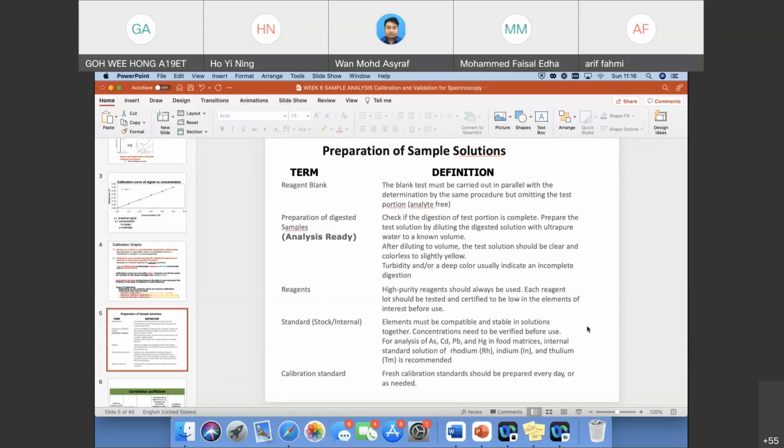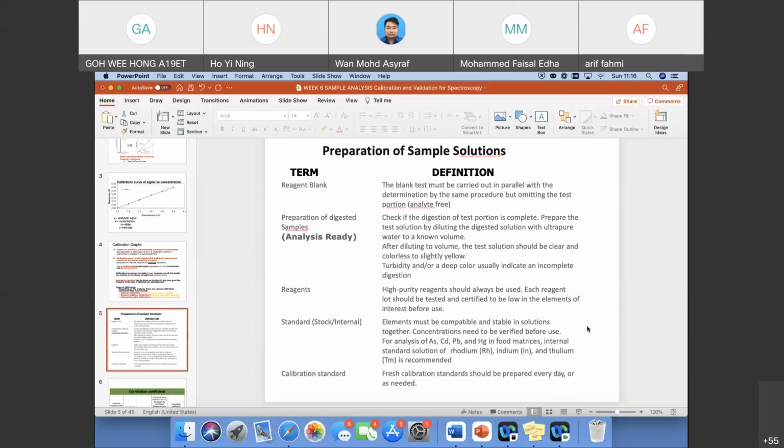Is it a sample of the sample just to test it? Sorry, Faisal, I could not hear you clearly. What does it mean by reagent blank just now? Is it like the sample of the sample? I'm not sure actually if it's correct or not.